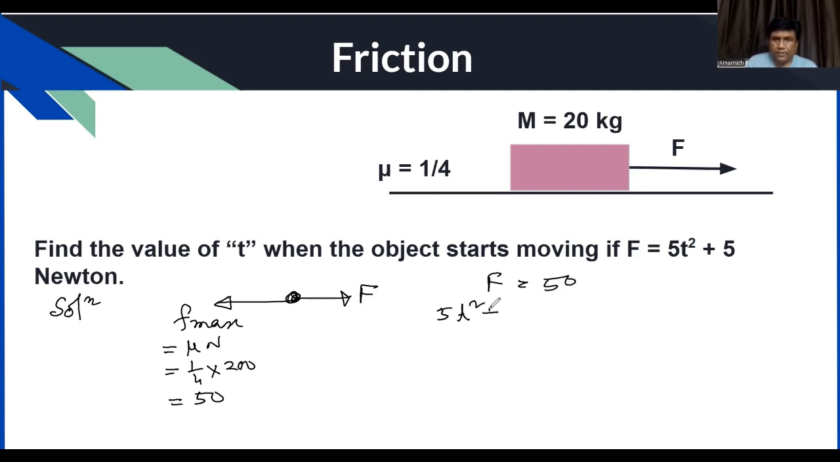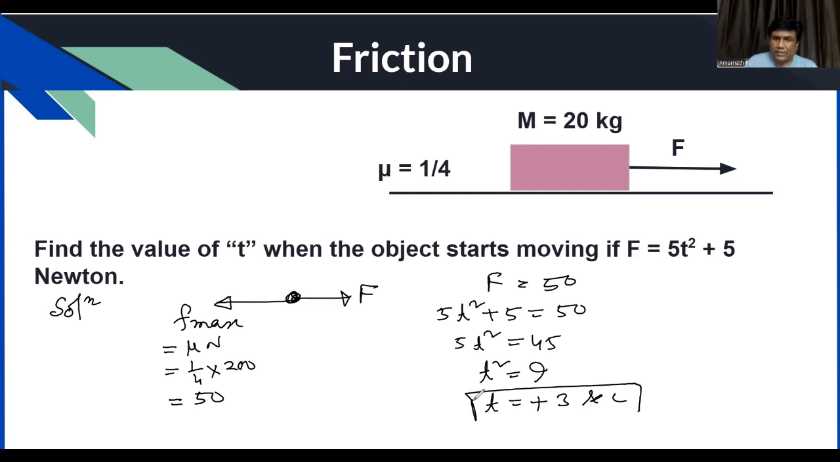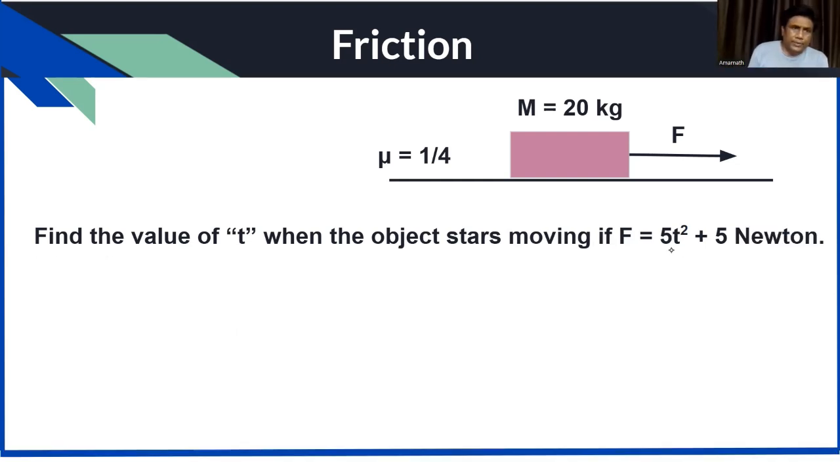So 5t square plus 5 equals 50. 5t square equals 45. So t square is 9. So t equals plus minus 3. But I have to write plus only because minus 3 has no meaning. Negative time has no meaning. So at t equal to 3 seconds, the particle starts moving and after that it will keep on moving only. I'll help you doing this.